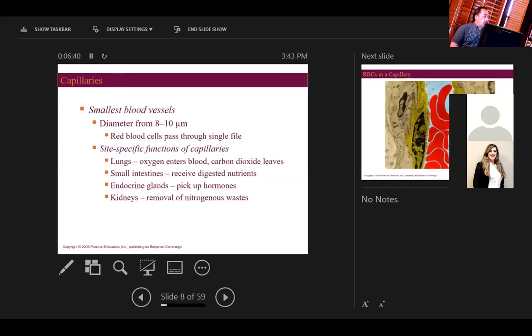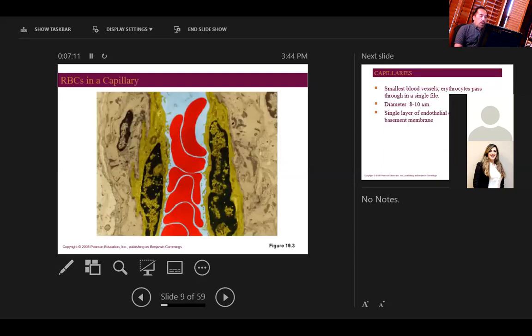Then the smallest vessel is going to be the capillary. It's the connection between the artery and the vein. Mostly you see them along the lung for gas exchange, in the small intestines for exchange of the nutrients that you just digested, and in the endocrine glands in order to pick up the hormones. You also see them in the kidneys, which remove your nitrogenous waste, which turns out to be urine. This is what a capillary looks like.